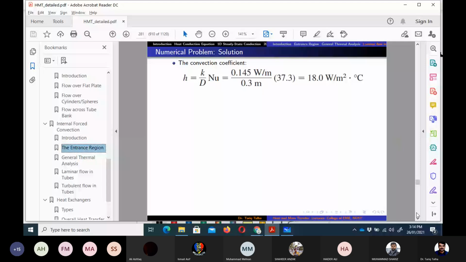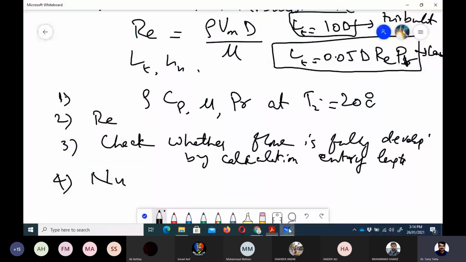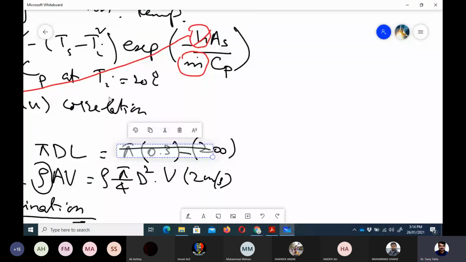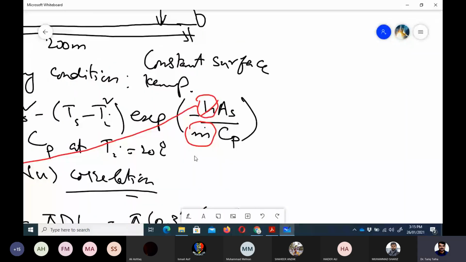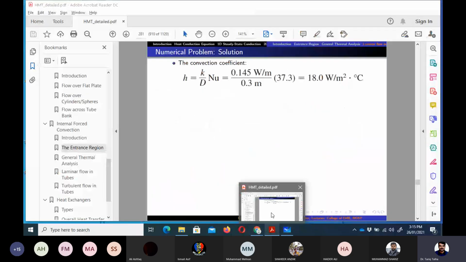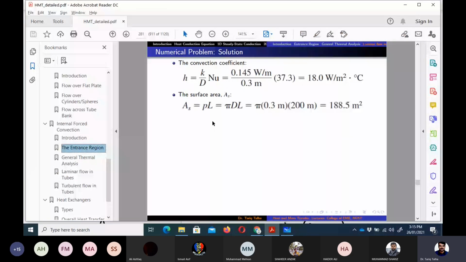Now once we get H, we can use the formula which we mentioned here. Because we have calculated H, the only things unknown to us are the surface area and m dot, which we can do very easily. The surface area is perimeter into length of the pipe, which is pi dl, that is pi into 0.3 meter into 200 meters. So it comes out to be 188.5 meters square.